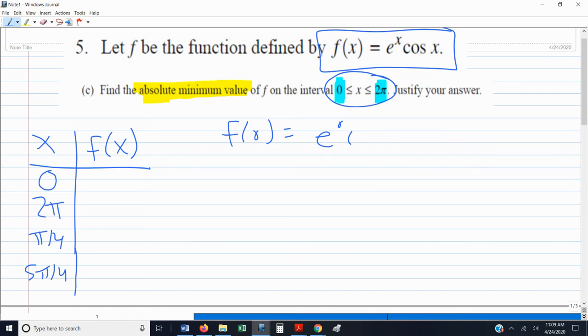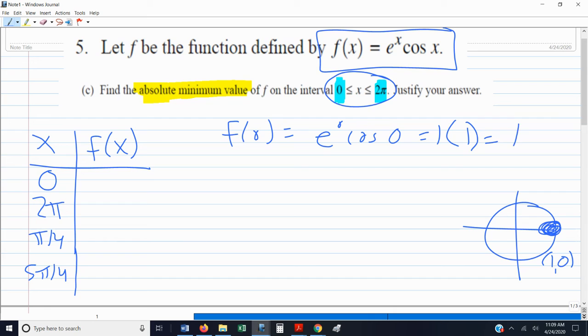So you have e to the 0, cosine of 0. We actually did this on a previous question. E to the 0 is 1. Cosine of 0, think of the coordinates there, and which one is the cosine? It's 1. So 1 times 1 is 1. There we go. Next is 2 pi.